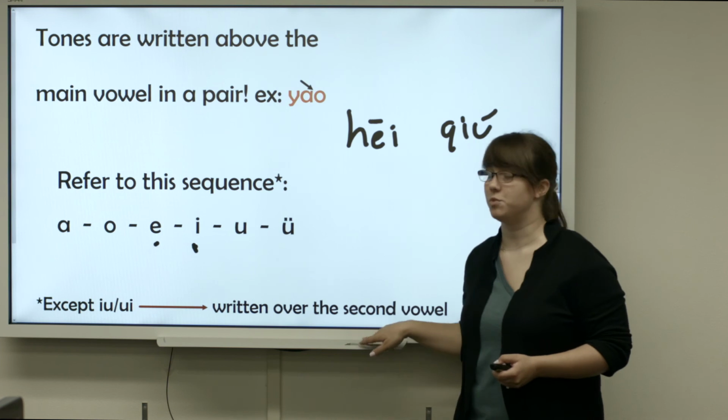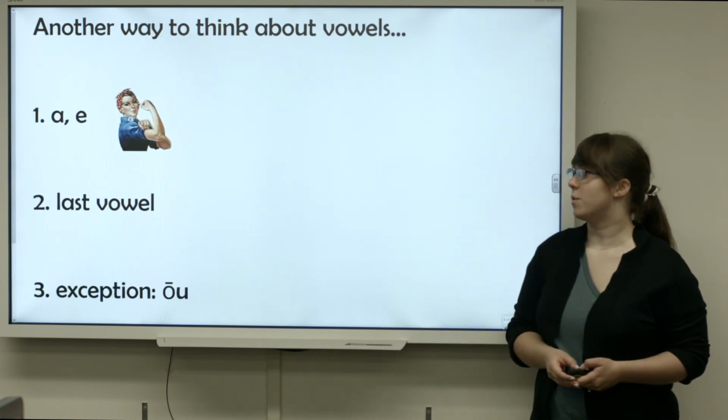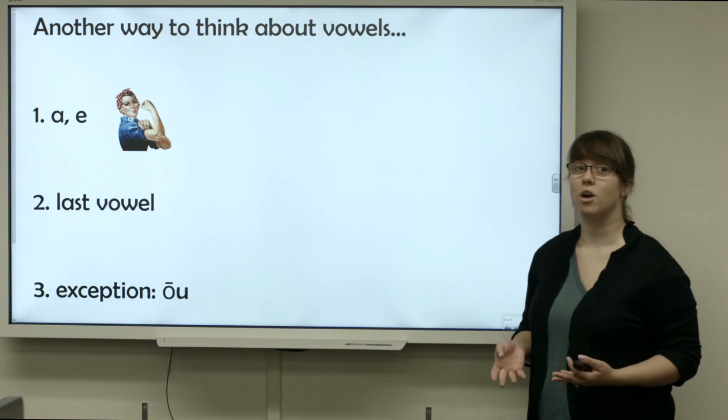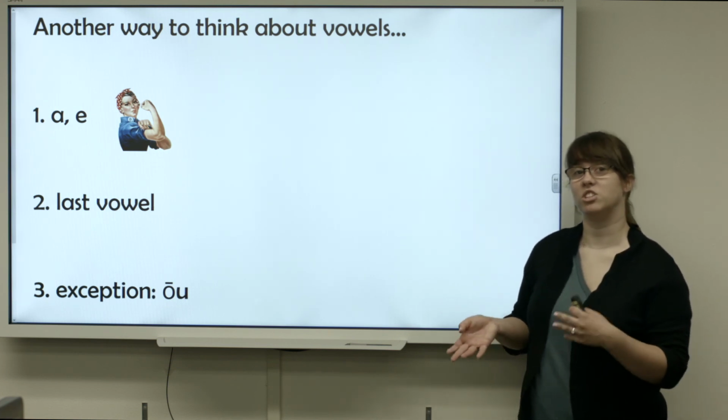This might be a little bit confusing. So there's another way to think about it. A and E are strong. So the tone mark always comes over A or E.